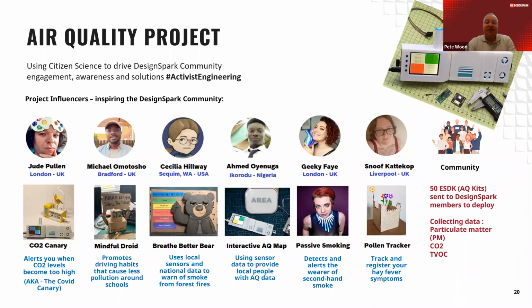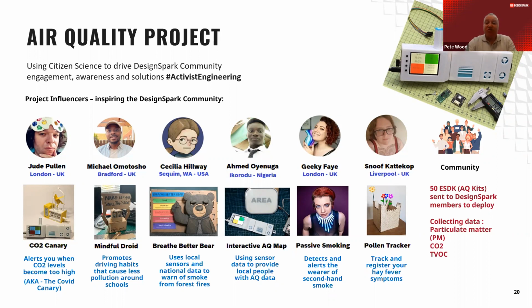For example, the CO2 Canary, done by Jude Pullin, is a project that warned you of rising CO2 when working in a poorly ventilated space. Cecilia's Breathe Better Bear warns you of the changing air quality with approaching wildfires. And Geeky Faye's necklace glows when it detects secondhand smoke.